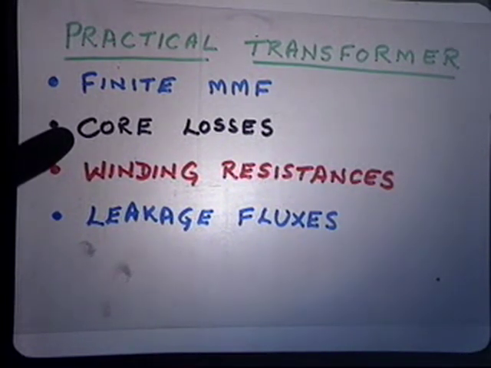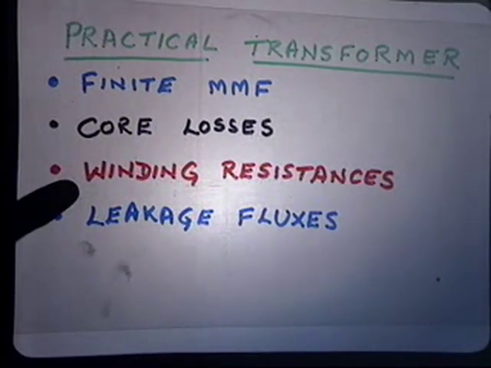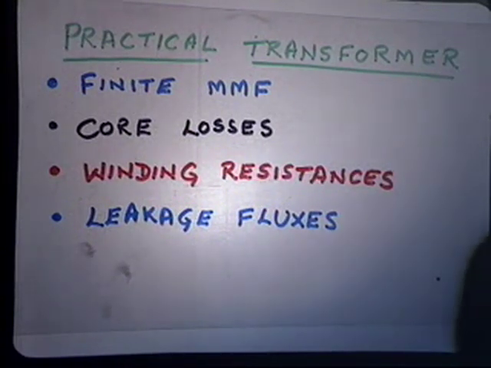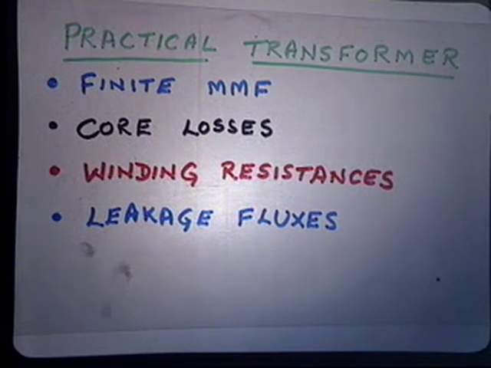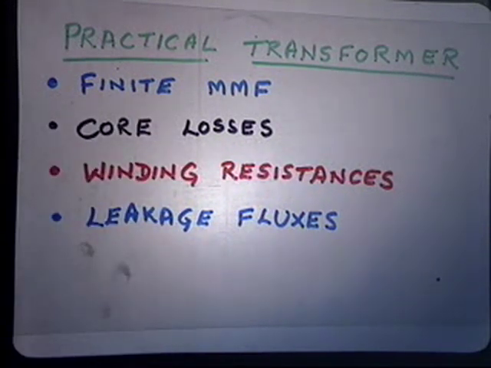Next, the windings, the primary and secondary, have their own resistances. Then you also know that there are leakage fluxes, because we assumed that all the flux is confined to the magnetic core, but that is not so. There are some fluxes which go out of the magnetic core. They are called the leakage fluxes. So let us look at how each one of these is accounted for.